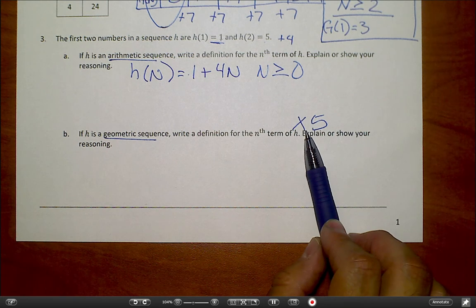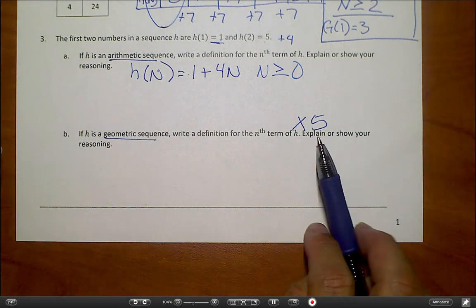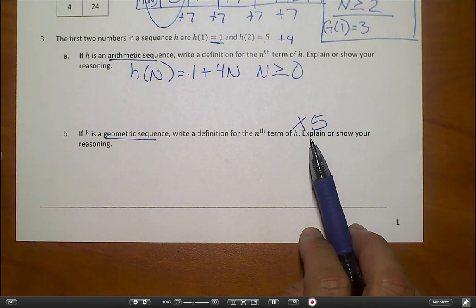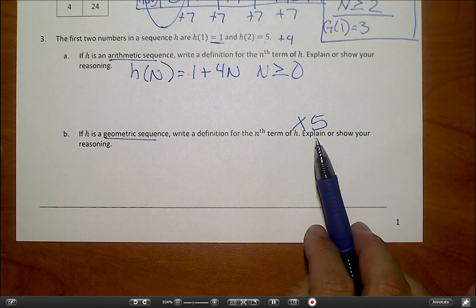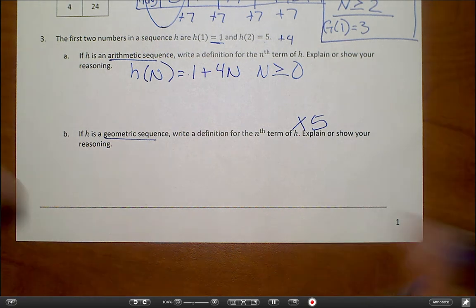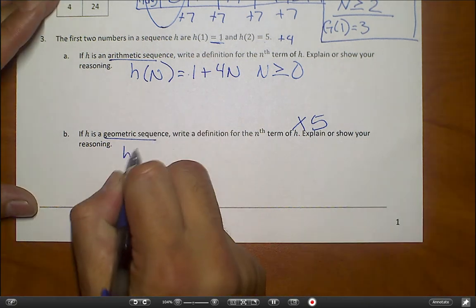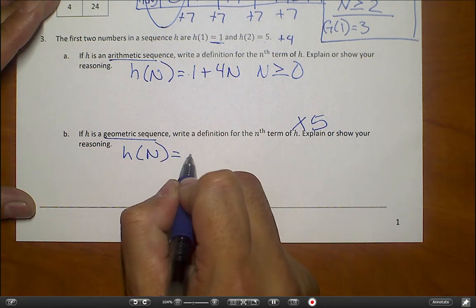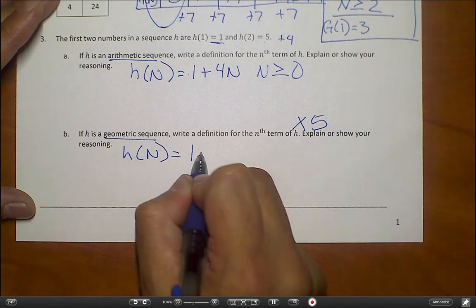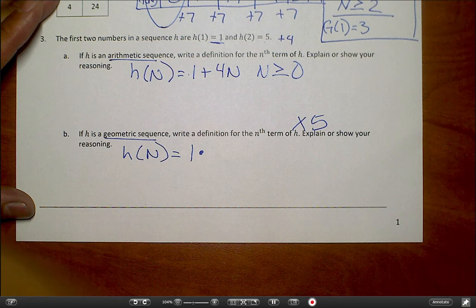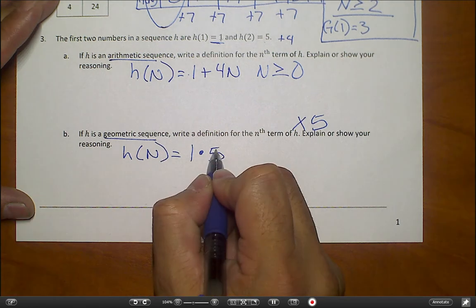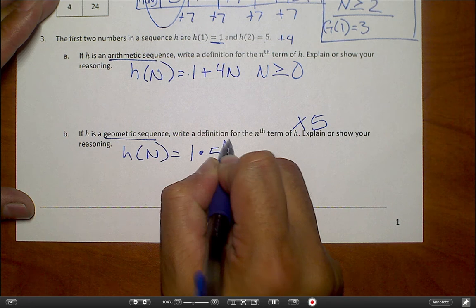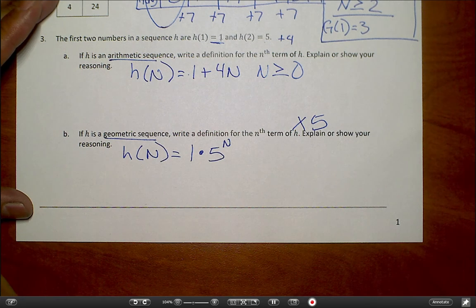So what is my initial number? The initial number is what? 1. Initial means you're starting. So I'm going to say h of n is equal to 1 times 5 to the n power, right? To the n.